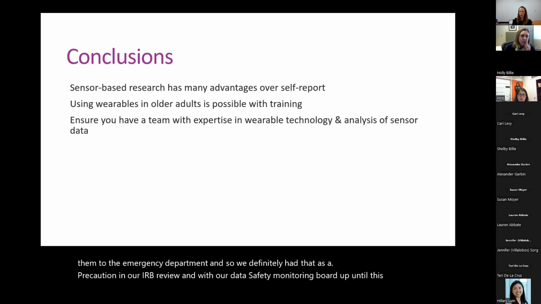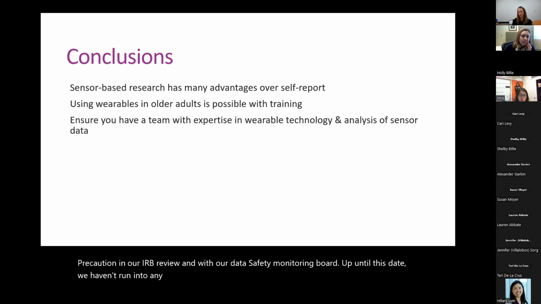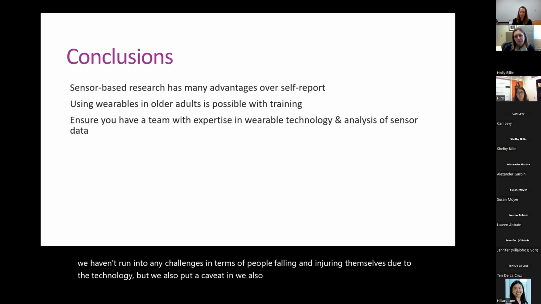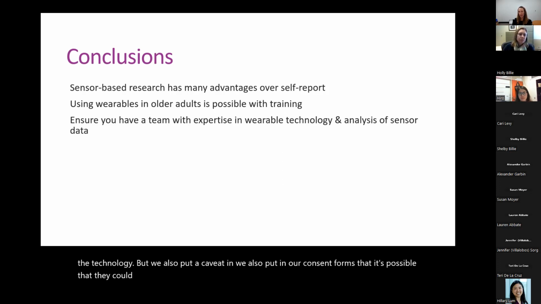Up until this date, we haven't run into any challenges in terms of people falling and injuring themselves due to the technology, but we also put a caveat in our consent forms that it's possible they could be distracted by the Apple Watch or mobile devices when they're driving or walking, and that could cause falls. We haven't had an incidence of that, but it's something to be aware of that could potentially happen.